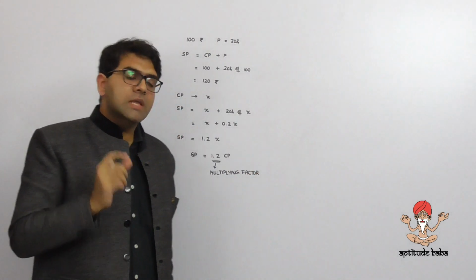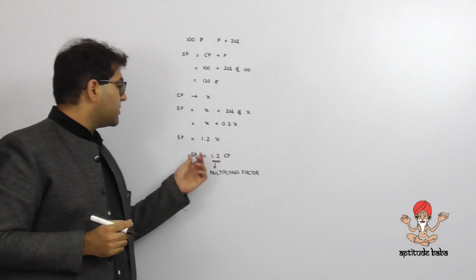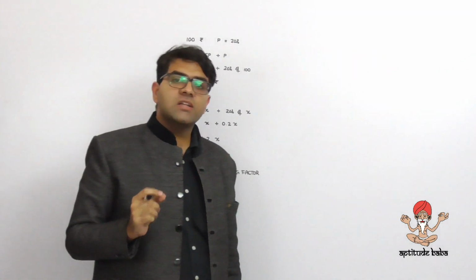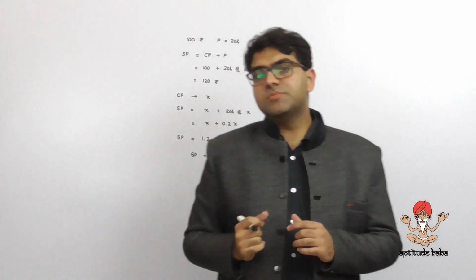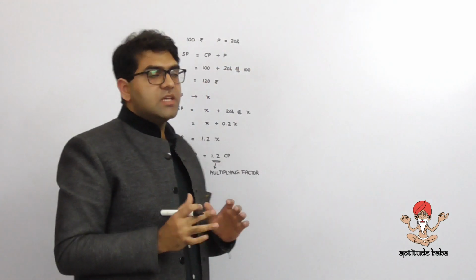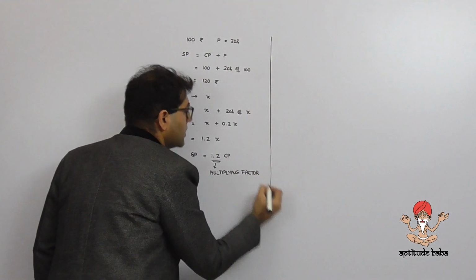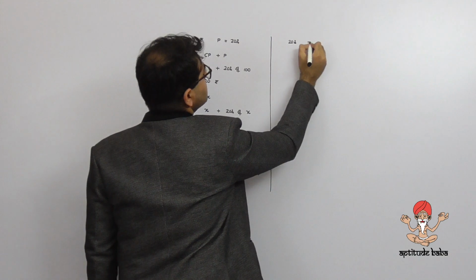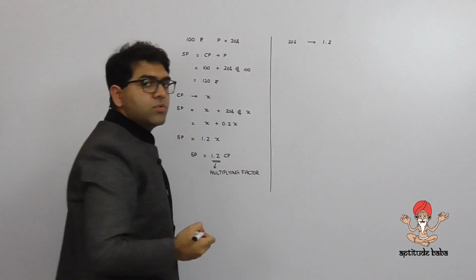Multiplying factor is the number which, if I multiply it with the cost price, gives me the selling price. Multiplying factor is defined as a number which, when multiplied with my cost price, gets me the selling price. In this particular example, the profit percentage was 20% and therefore the multiplying factor ended up becoming 1.2.